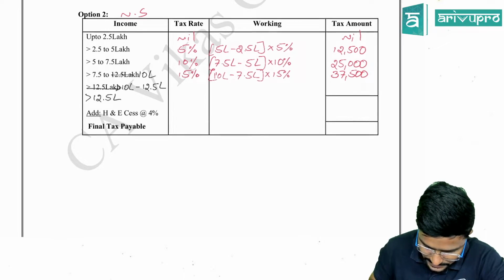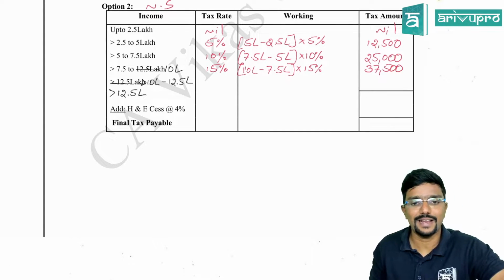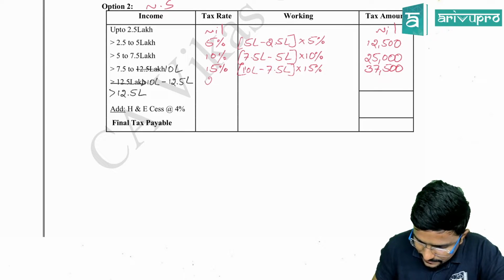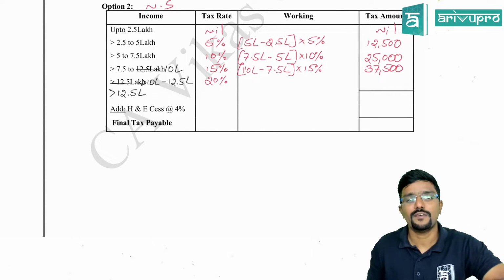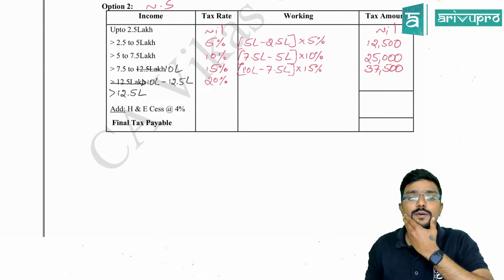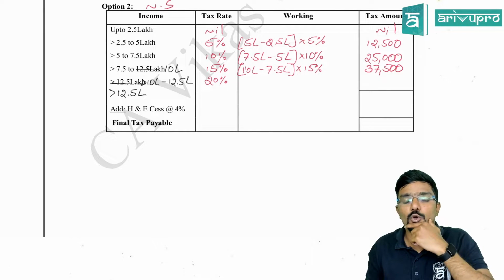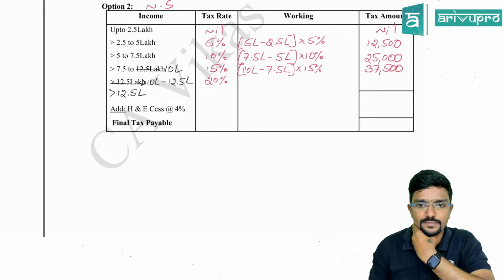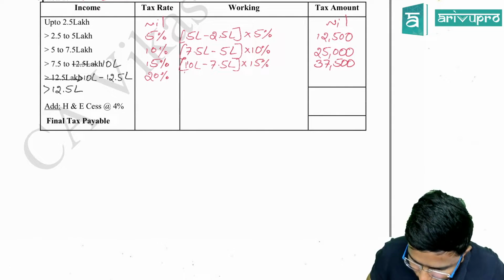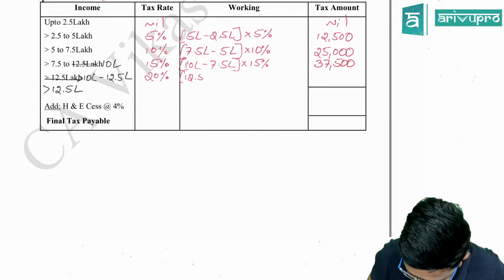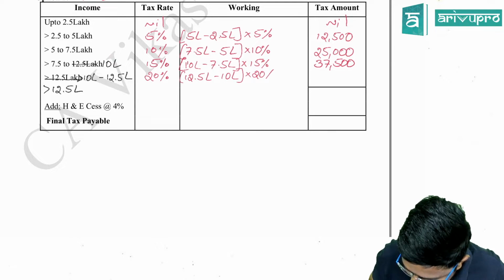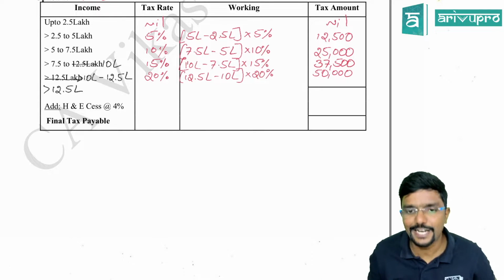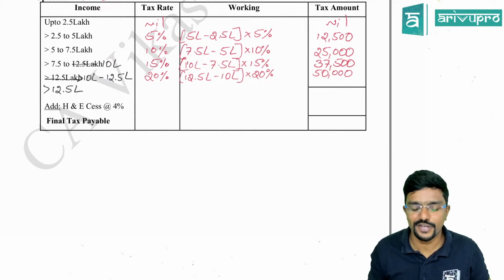Okay. Next, 10 lakh to 12.5 lakh, it is 20%. For easy to remember, guys, for every increase in total income by 2 lakh 50,000, the tax rate will increase by 5%. Chalo. So now 12.5 lakh minus 10 lakh into 20%. So it will give you 50,000. That is 2.5 lakh into 20% will give you 50,000.